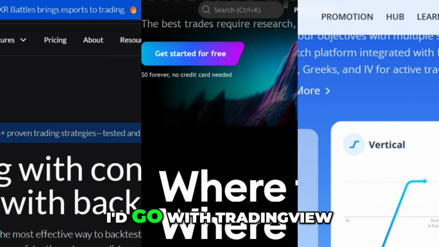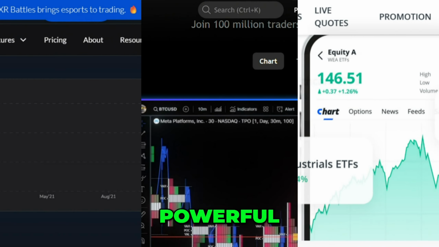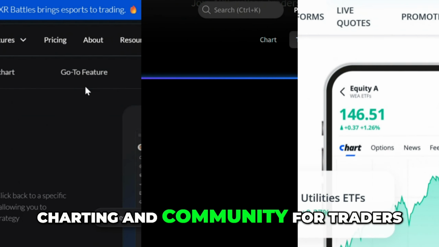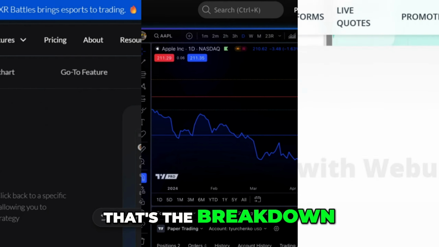For me, I'd go with Tradingview since it's versatile, powerful, and has the best charting and community for traders. That's the breakdown, no fluff, no hype.